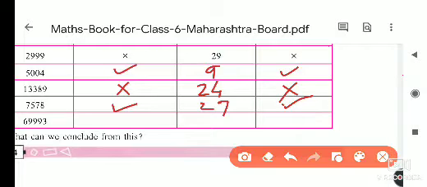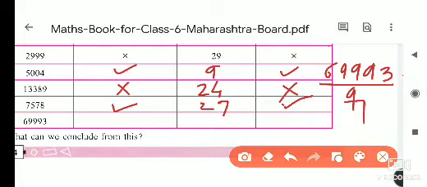Next, we will have to check here 69,993. We have to divide with the 9. So 9 ones are 9, 9 sevens are 63, remains 6, again 9 sevens are 63, again remains 6, 9 sevens are 63, again remains 6, so 9 ones are 9, 9 sevens are 63. If you divide this number, you will notice that 69,993 is completely divisible by 9.